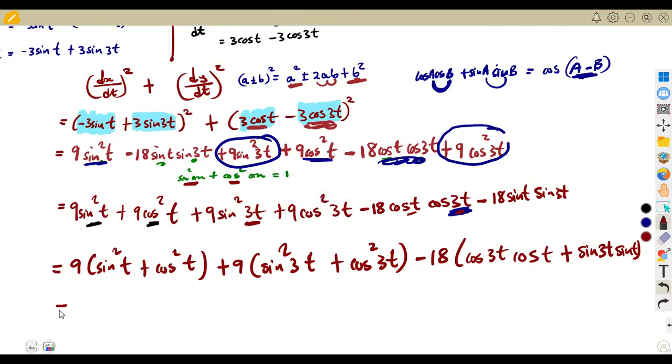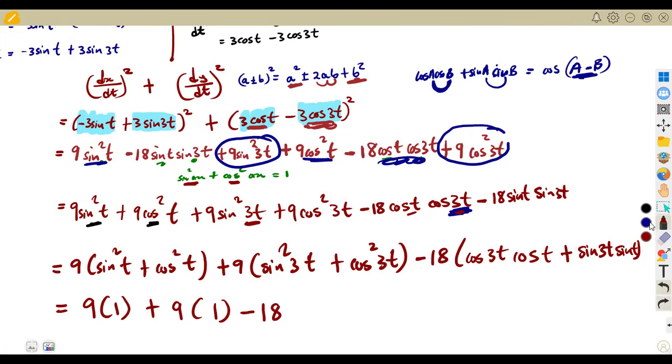Remember, the purpose of this is that we said this whole sine squared plus cos squared is equal to what? Is equal to 1. So it simply means you've got 9 times all this part represented by 1. Plus also here 9 times sine squared 3t plus cos squared 3t, which is also a 1. All right. Then we've got minus 18.